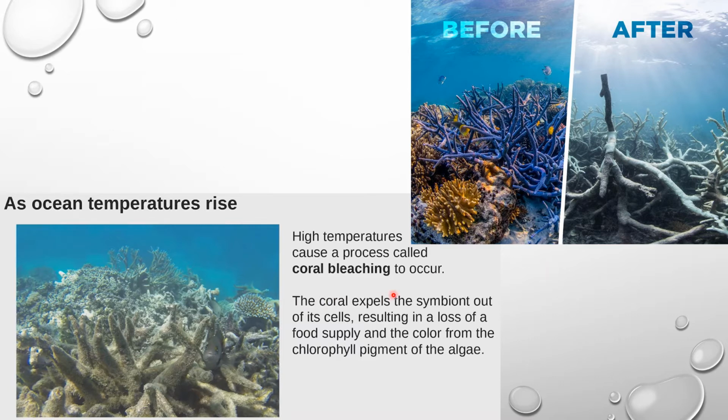So high temperatures cause coral bleaching. Coral bleaching is the specific after picture that we're looking at here. Coral bleaching is where the algae that's in the coral literally gets spit out because the coral can't handle it. It literally expels it out of its cells, and by doing that, it no longer gets any of the energy that it needs or its food supply.